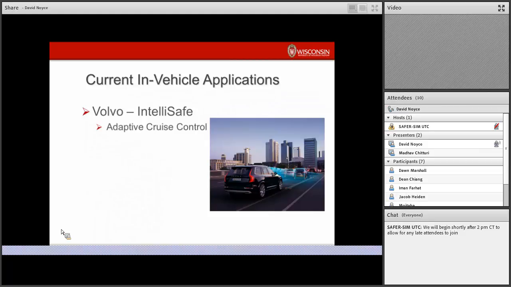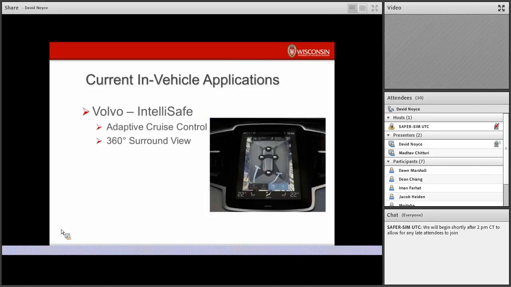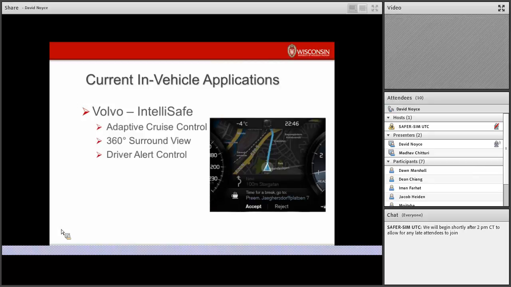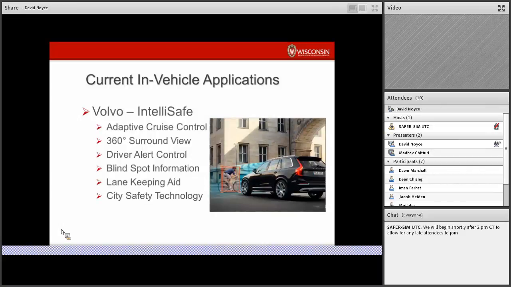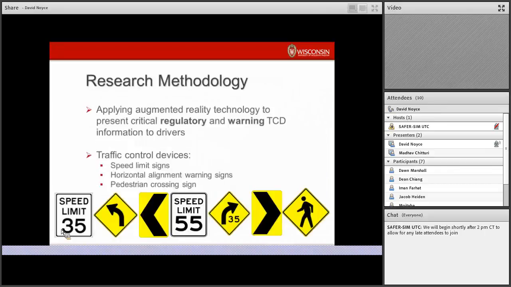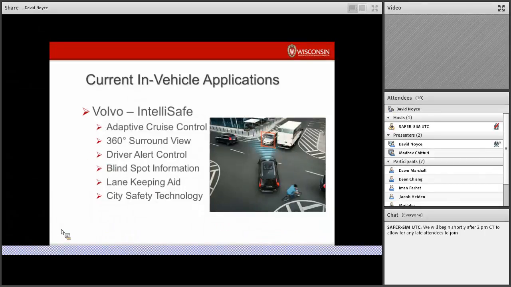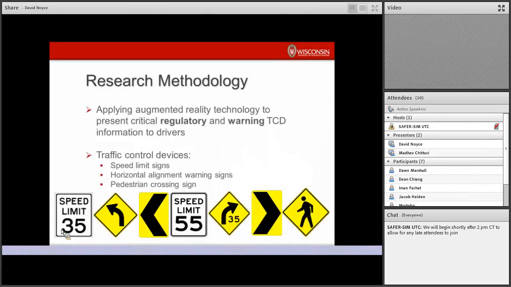Well, there's certainly the adaptive cruise control and the video surround, I should say the driver camera surround, various types of alerts, blind spot alerts, lane keeping. But there's also some important information available related to not only detecting objects, but also providing a heads-up display type scenario in this vehicle. So there's a lot of nice technology out there in some of these upper-end vehicles that can help us as we move along. But now let's get back to the details of the research.